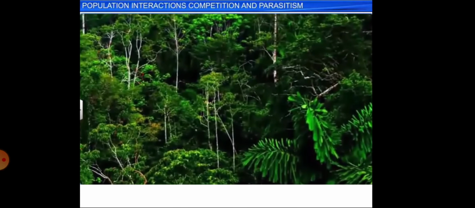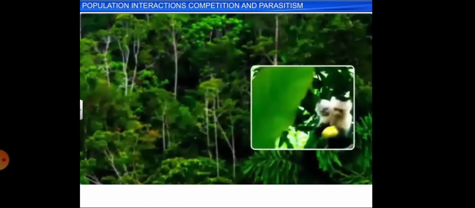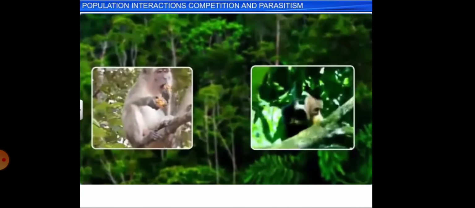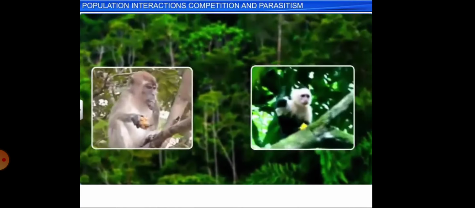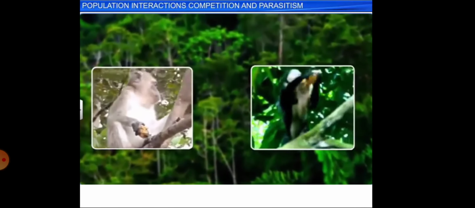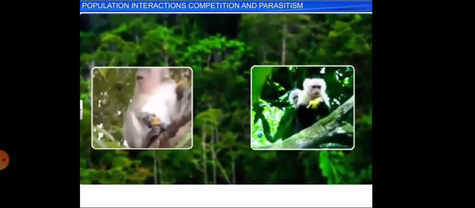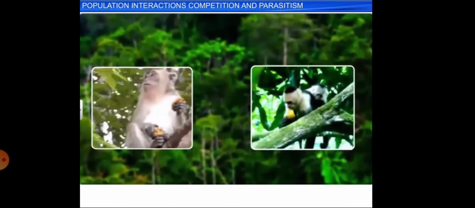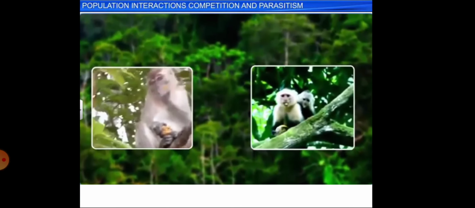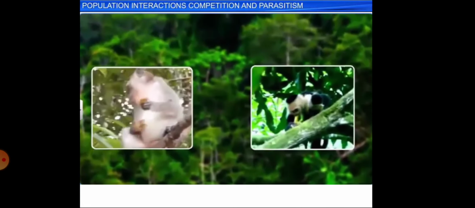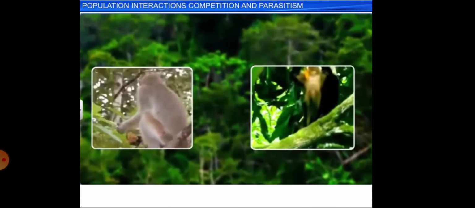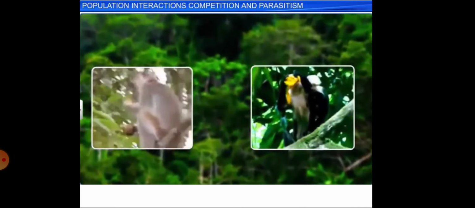That is, if two species compete for the same resource, they could avoid competition by choosing different feeding or foraging patterns. For example, two competing species of monkey that consume the fruit of the same species of tree will avoid competition by choosing different trees growing in the same forest.